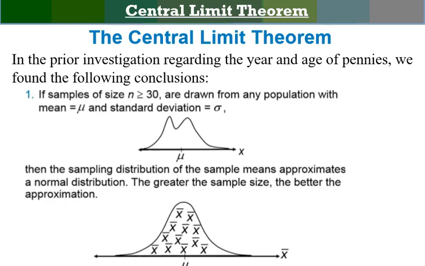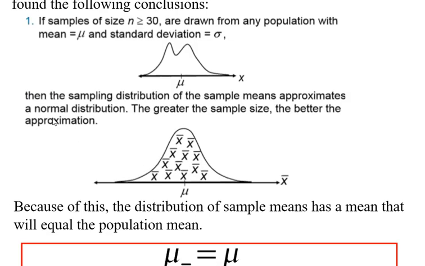If you look in a textbook, it will say the following. In the prior investigation regarding the year and age of pennies, we found the following conclusions. It's what's known as the central limit theorem. Part 1: if samples of size bigger than or equal to 30 are drawn from any population with an average of mu and a standard deviation of sigma, then the sampling distribution of those sample means will approximately be a normal distribution. The larger the sample size, the better the approximation.